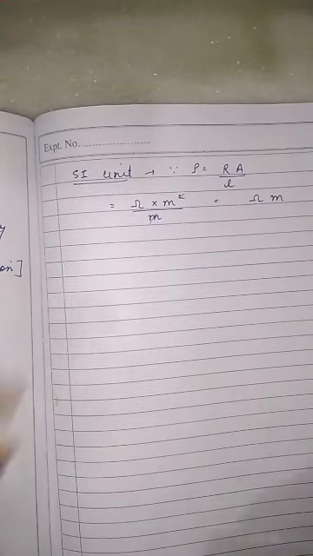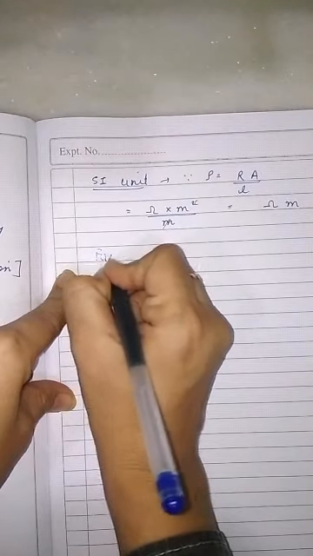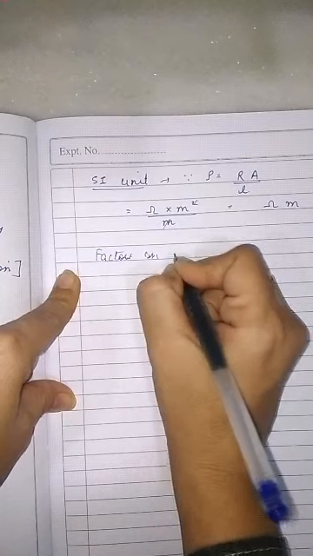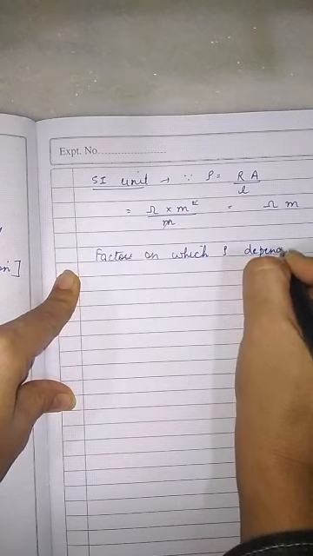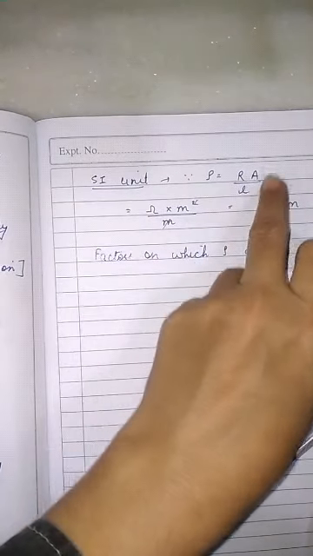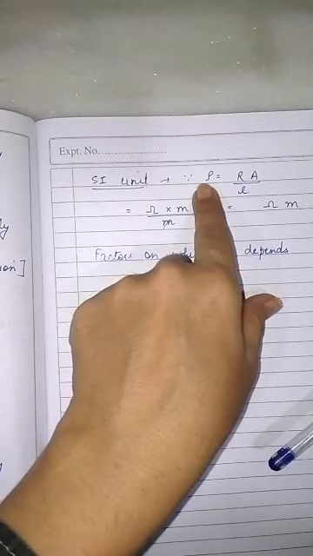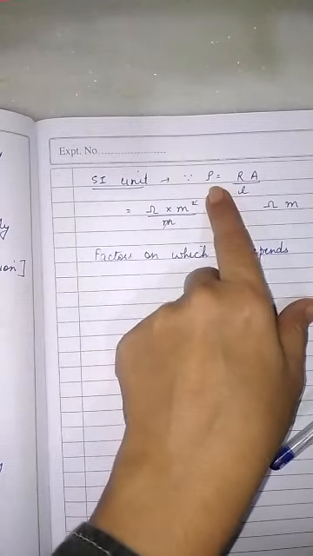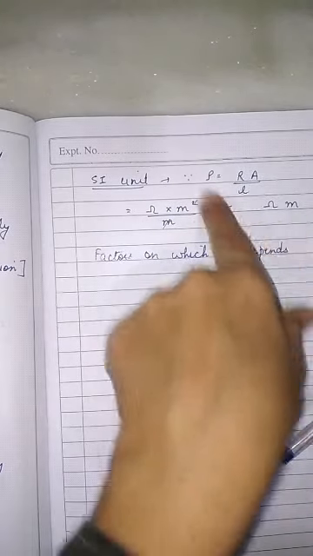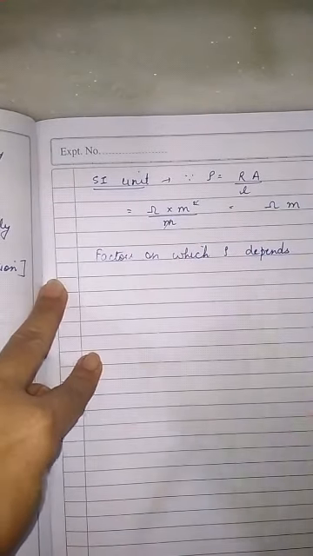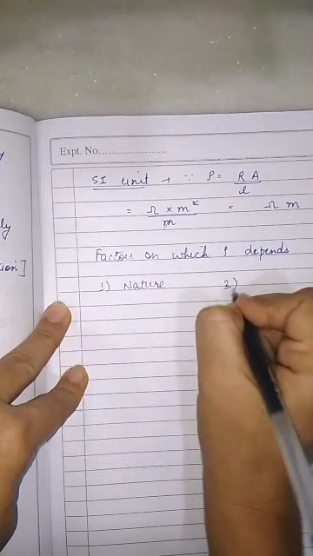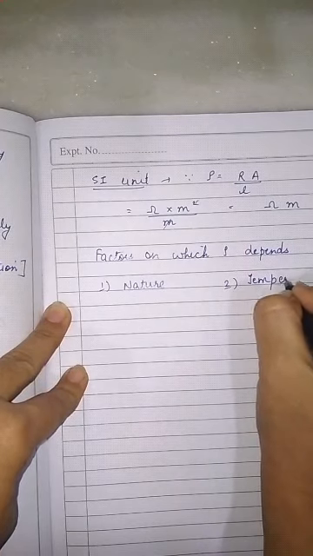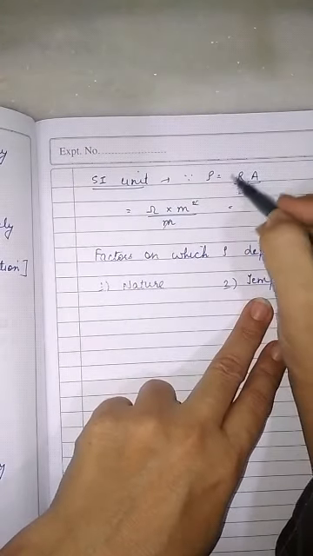Okay, next we'll have the factors on which resistivity depends. In the formula we have resistance, area and length, but rho doesn't depend on all of these. These are present in the formula of resistivity, but resistivity does not depend on all these factors. Resistivity depends only on two factors. First is the nature of the conductor, and second is the temperature of the conductor. Rho depends only on these two factors.